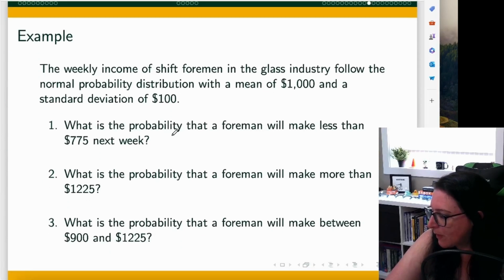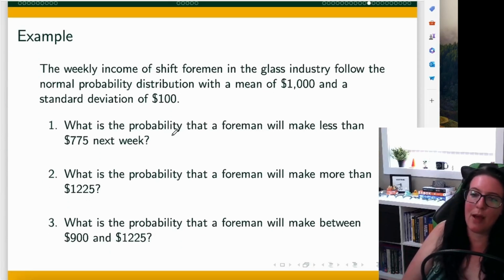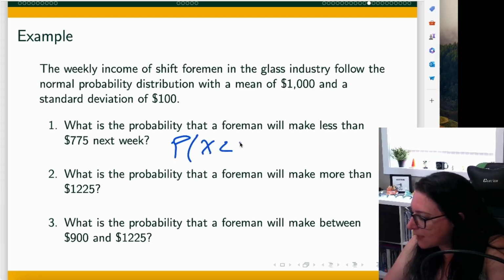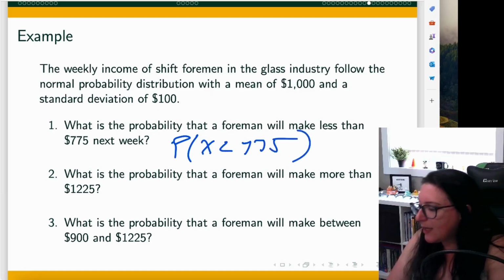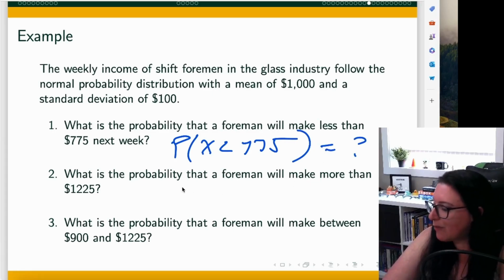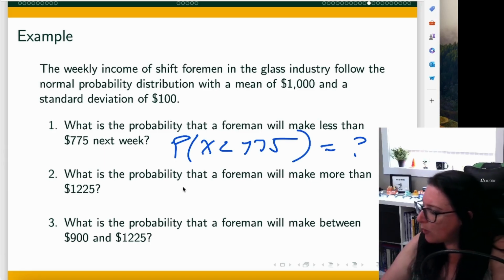Okay. All right, so what if we want to find what's the probability that the foreman will make less than 775 next week? How do we go about finding this information? Well, we can convert that into a z-score and then use a standard normal table to find this information. So let's do this.